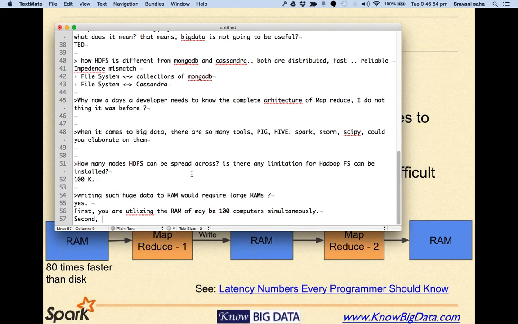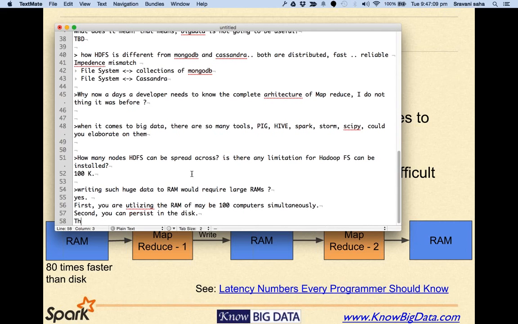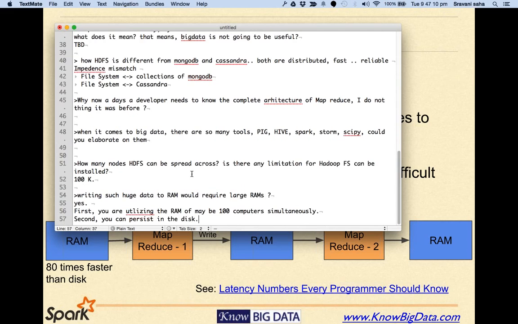Second, you can persist in the disk also. So if your RAM is not sufficient, you can save it in the disk.